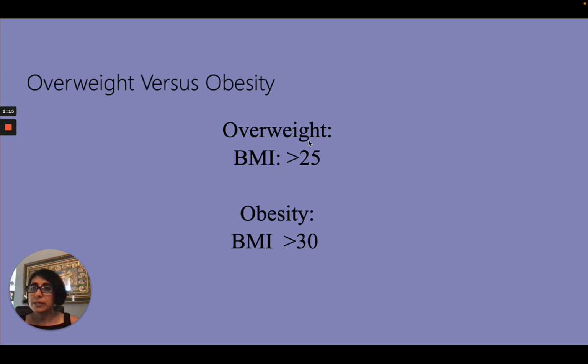So we assess the BMI by simply taking an individual's height and weight. And you may be wondering, what is my BMI? Well, at the end of the lecture, I do have a link to a calculator that you can use to assess your own BMI. So if your BMI is greater than 25, you are considered overweight. If your BMI is over 30, you are considered obese.